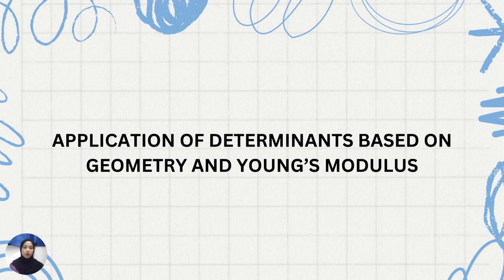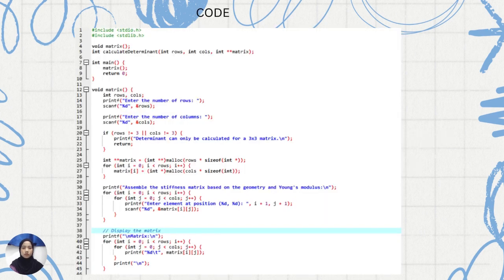Hi, Assalamualaikum. My name is Niza Atira Shamimi from Group 2. We will explain about the application of determinants based on geometry and Young's modulus. As you can see here, this is the code that we have programmed. This C program allows the user to input a 3x3 matrix representing the stiffness matrix based on the geometry and Young's modulus, and then it calculates and displays the determinant of the matrix.